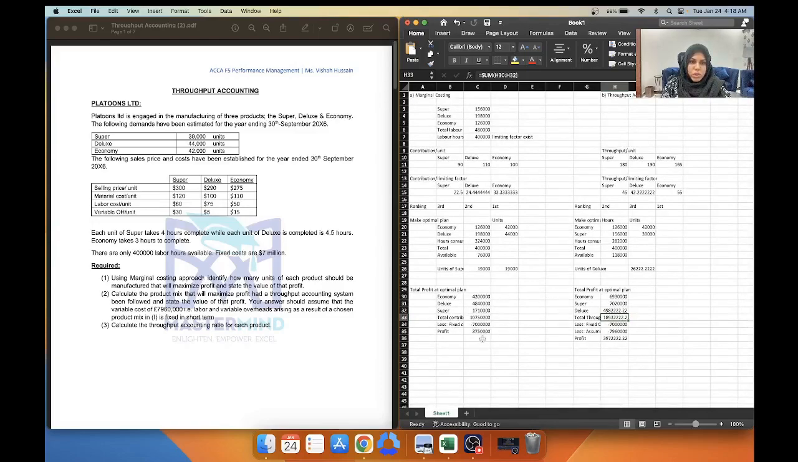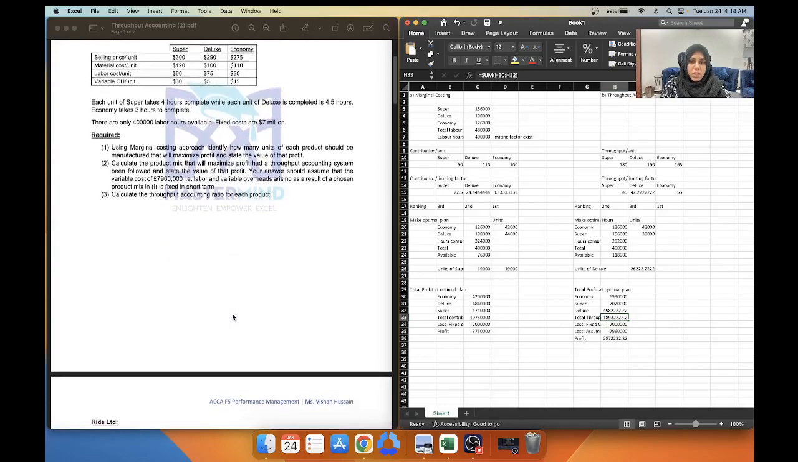I hope you all are clear about it, and I believe there might be a slight confusion about why we aren't doing part 3, that is, calculate the throughput accounting ratio for each product. This will come towards the end of the chapter. Before we do the theory, we are going to do the throughput accounting ratio, but not right now, because first we need to understand the concepts of throughput accounting itself and marginal costing. We need to do some more questions for it. Then we come towards the throughput accounting ratio once we are already experts in throughput accounting. Okay, so this will come towards the end.